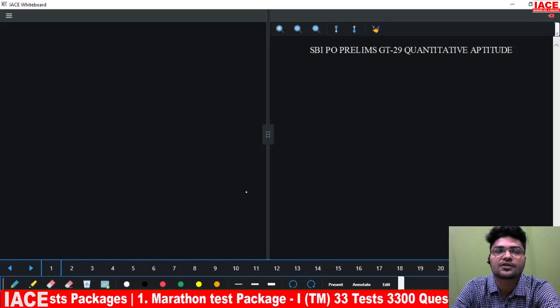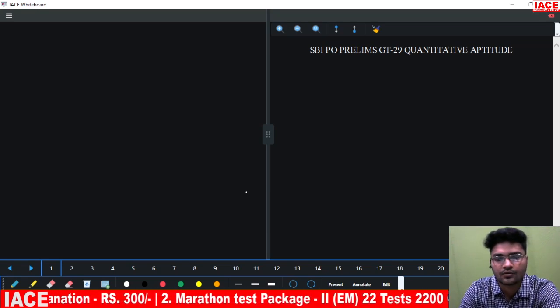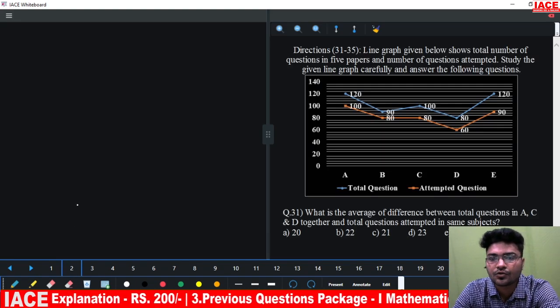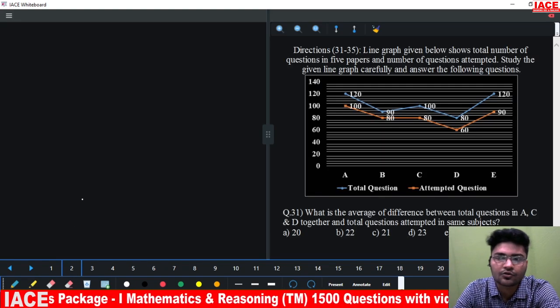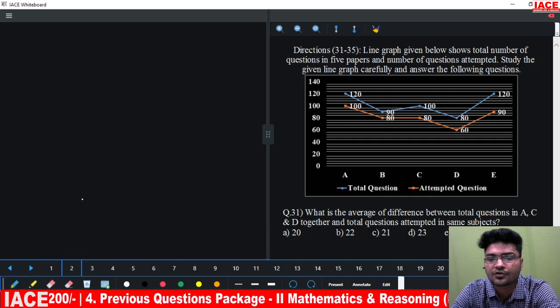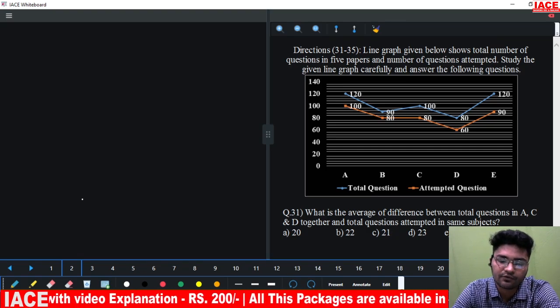Today we will be going to discuss SBI PO Prelims Grand Test number 29. Okay, so let's move to the first question, question number 31. This line graph given below shows the total number of questions in 5 papers and the number of questions attempted. So study the line graph carefully and answer the following questions.